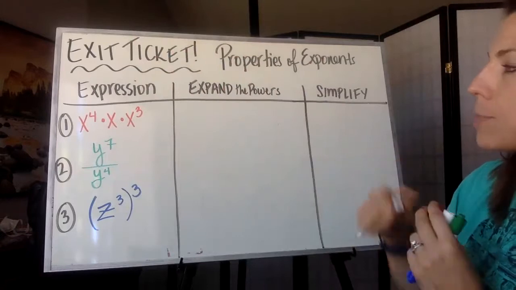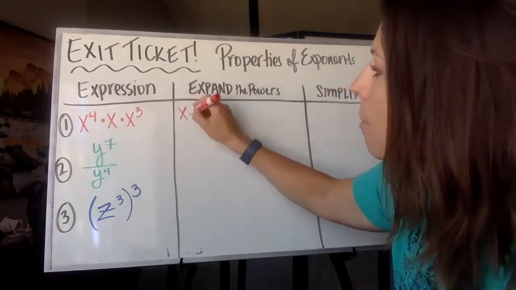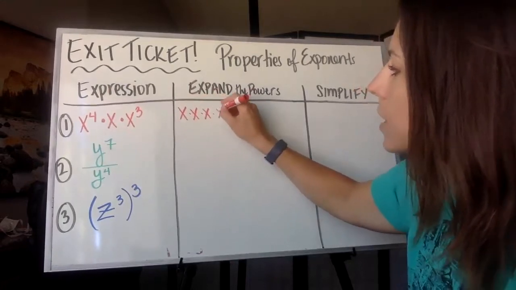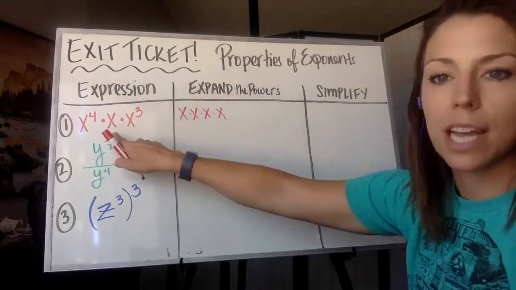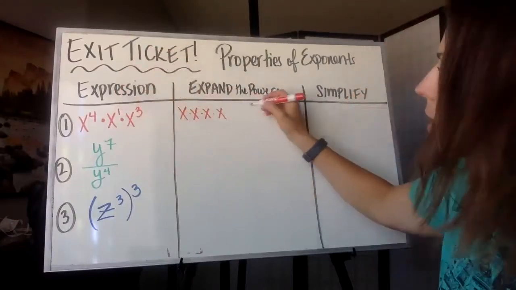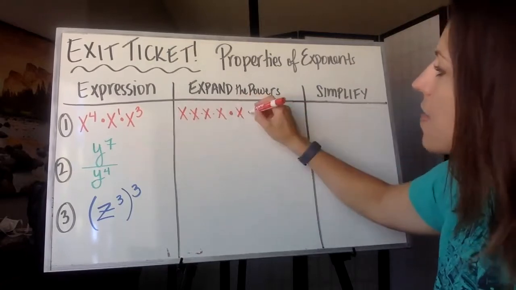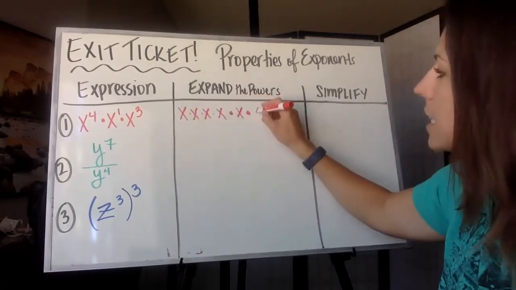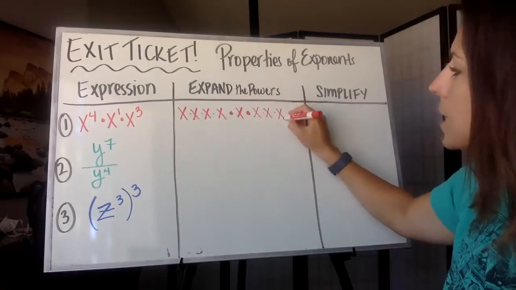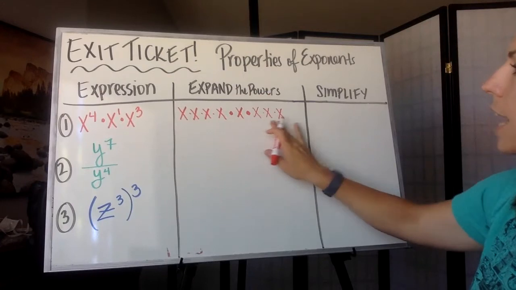So let's go over our expand. Let's start with the first power. X to the fourth is x multiplied by itself 4 times. Now, a lot of us oftentimes forget this one. Remember, x by itself is really just x to the first power. That's still part of it. So times x, and then times 3 more x's, x times x times x. So we have x to the fourth times x to the first times x to the third.